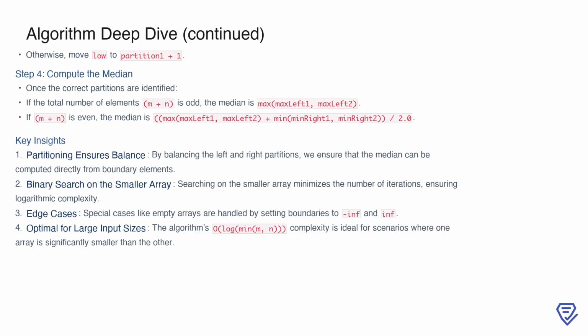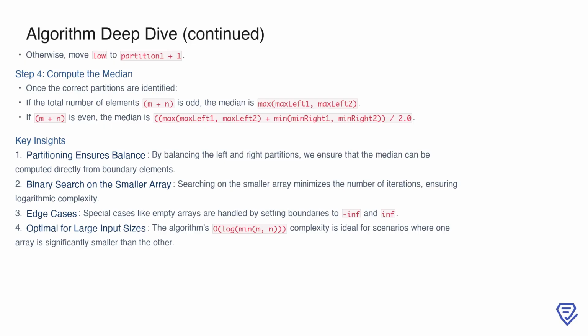However, if the total number of elements is even, the median is the average of the largest element in the left partition, which is max left 1, max left 2, and the smallest element in the right partition, which is min right 1, min right 2. This approach ensures that the median is calculated directly from the boundary values of the partitions.